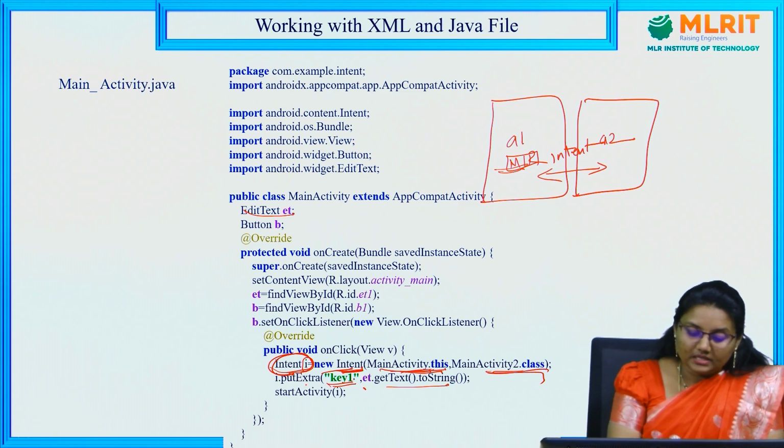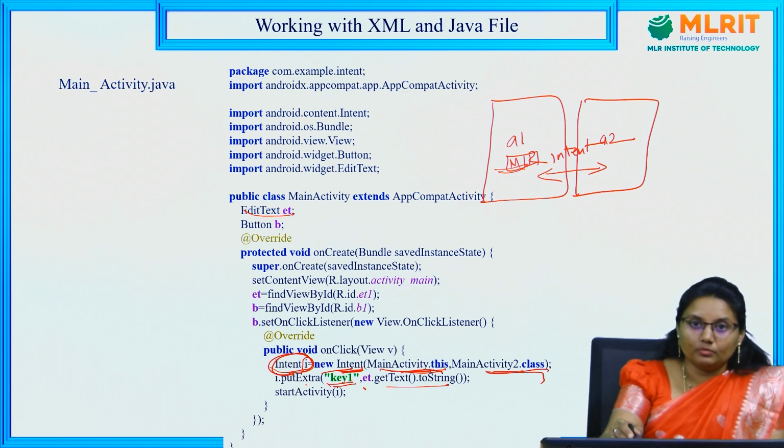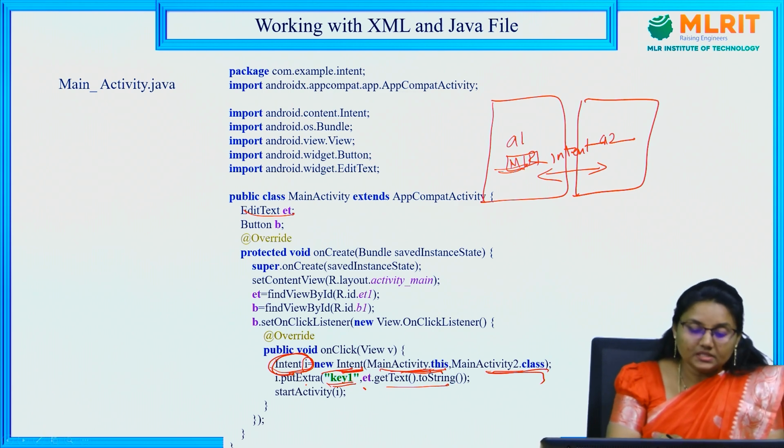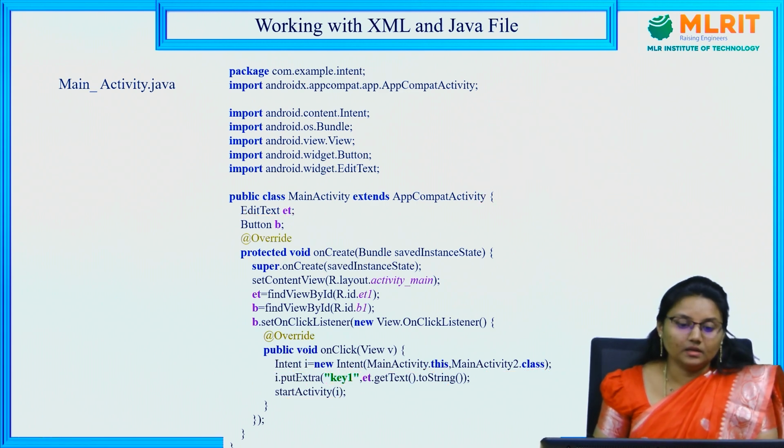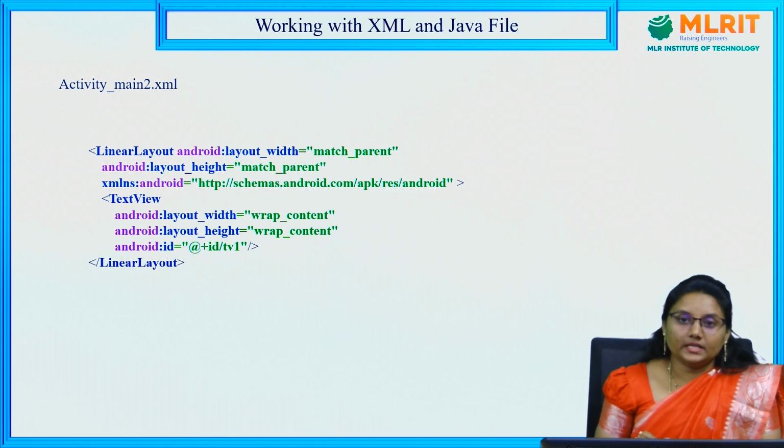Now my key1 is holding this MLR, whatever input you are giving. Then you have to start every intent using startActivity. startActivity of i. I means what? Your intent. Okay. Then this is my second activity.